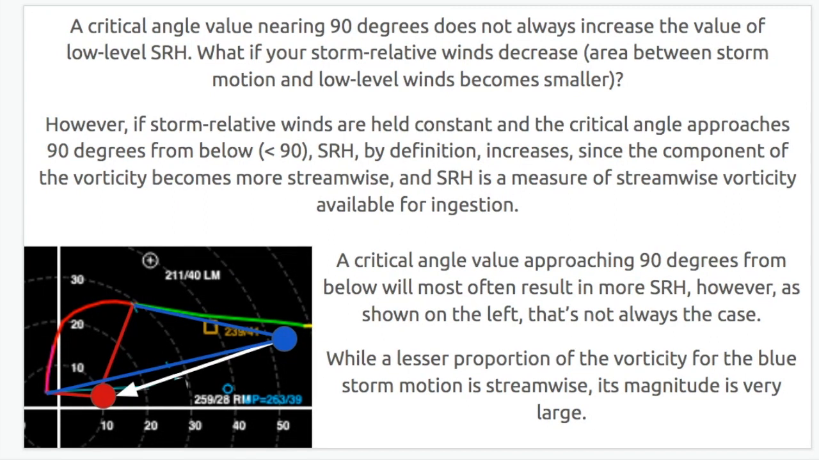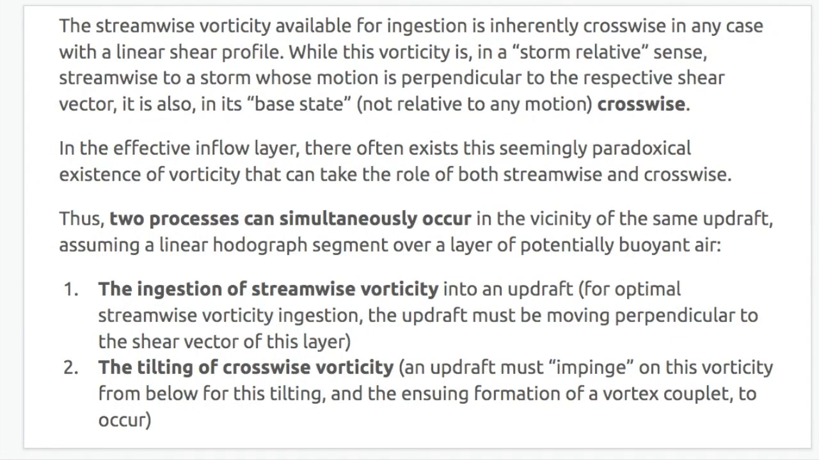Take a look at the lowest portion of hodograph 2. This line is nearly straight. This means crosswise vorticity is being generated in this layer. However, due to the storm motion in hodograph 2, this vorticity can also be ingested as streamwise vorticity. The streamwise vorticity available for ingestion is inherently crosswise in any case with a linear shear profile. While this vorticity is, in a storm relative sense, streamwise to a storm whose motion is perpendicular to the respective shear vector, it is also, in its base state, not relative to any motion, crosswise.